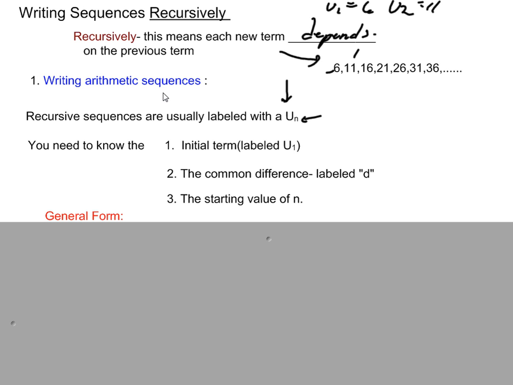So what do we need to do? Well, we need to identify the initial term. We're going to label that U sub 1. We need to find that common difference.